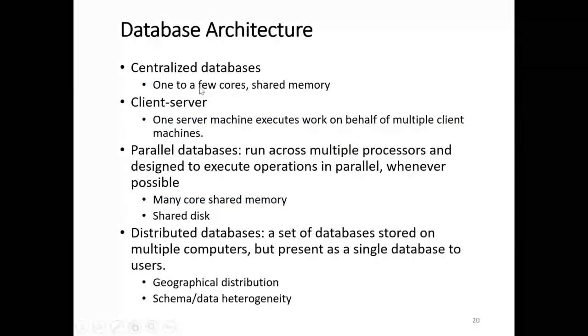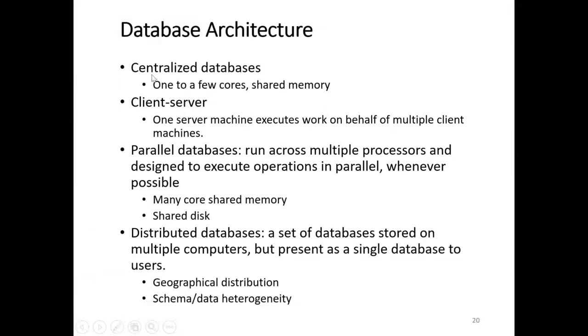As for the database architecture, we have the centralized database. That means we have 1 or 2 to a few cores and shared memory. Everything will be done in a centralized fashion. Then client-server. We have a client machine and a server. The client is basically the computer or application that submits the query to the server, and the server will perform the execution of the query.